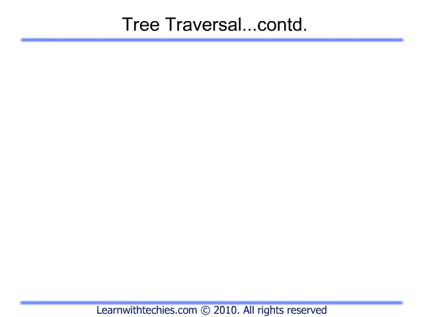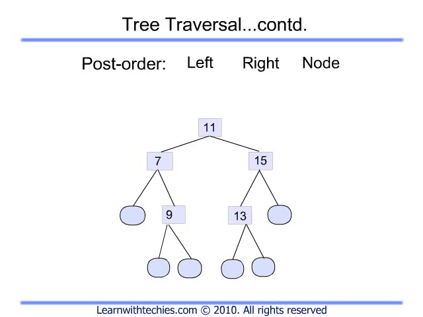Finally, let's see the result of post-order traversal. In post-order traversal, we traverse left and right subtree and then print the node. In short, we print the node when it's visited third time. Let's see it using the same sample tree.